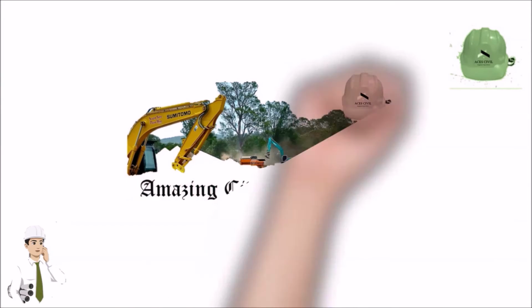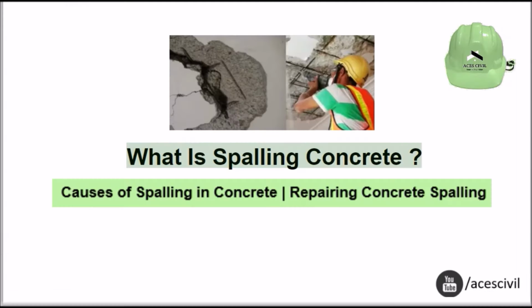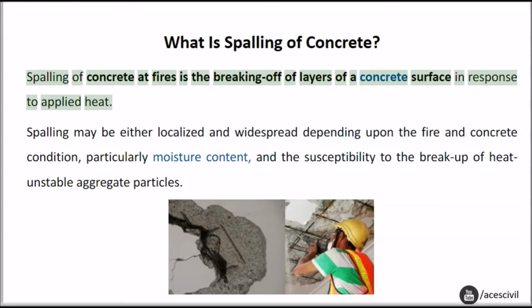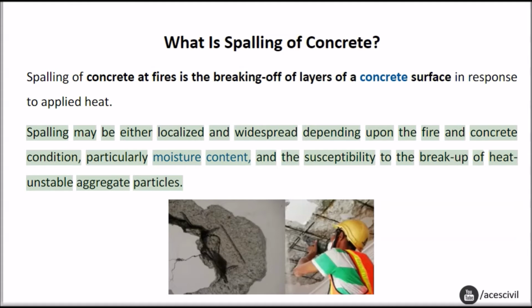In today's video we are going to discuss what is spalling concrete. What is spalling of concrete? Spalling of concrete in fires is the breaking off of layers of a concrete surface in response to applied heat. Spalling may be either localized or widespread depending upon the fire and concrete condition, particularly moisture content, and the susceptibility to the breakup of heat-unstable aggregate particles.